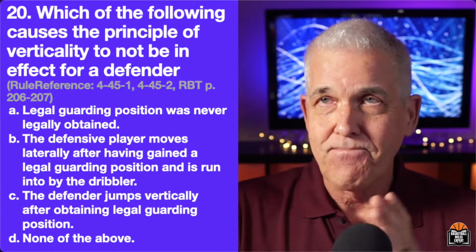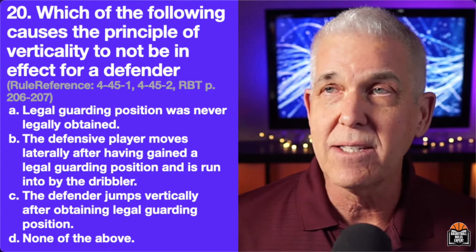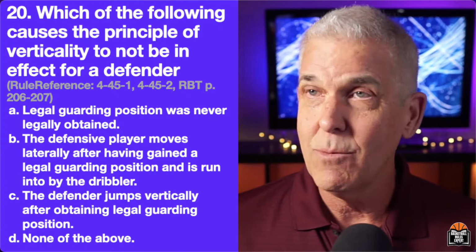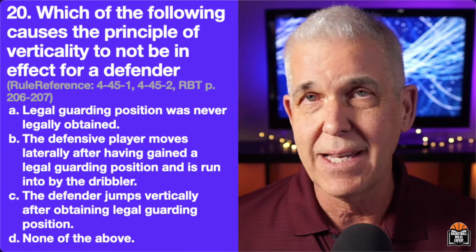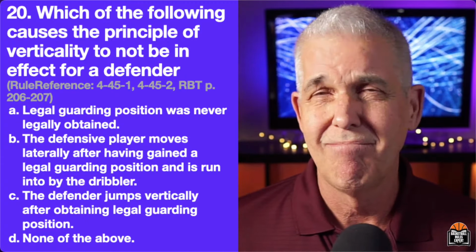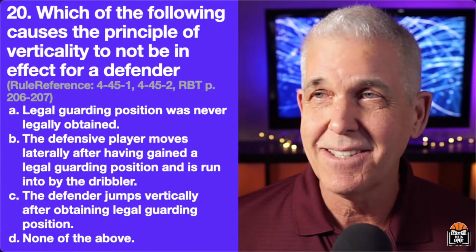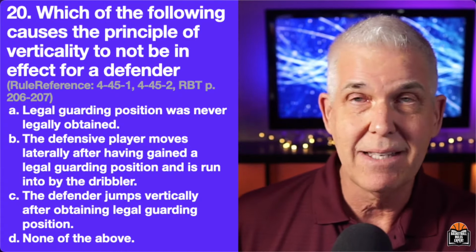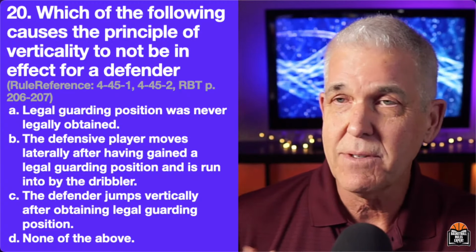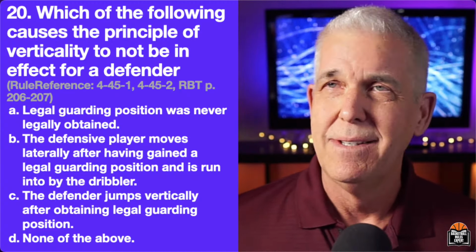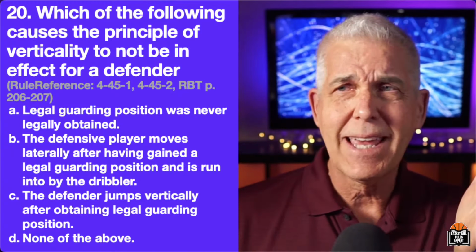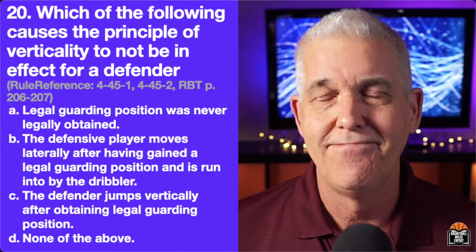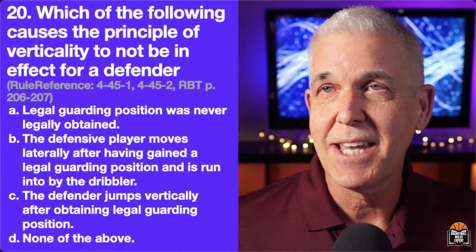Okay, I got to sort this out. Which of the following causes the principle of verticality to not be in effect? Well, it would not be in effect if legal guarding position was never legally obtained, right? The defensive player moves laterally after having gained legal guarding position and is run into, that's not a thing. Vertically after, none of the above. So A is our answer. Principle of verticality and a legal guarding position. The answer is A. We're moving on.